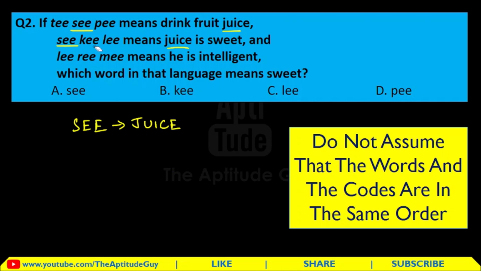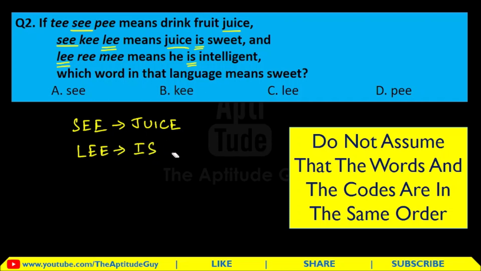Alright, now let's compare these two statements. C is already done, we are left with key and Lee. Do we have anything over here? Yes, we have Lee. So Lee is common in these two. Now we have juice is sweet, he is intelligent. Is is common. So Lee is the code for is.